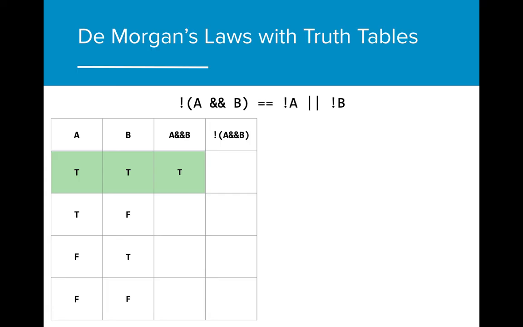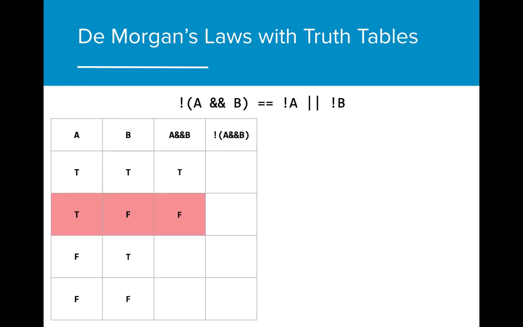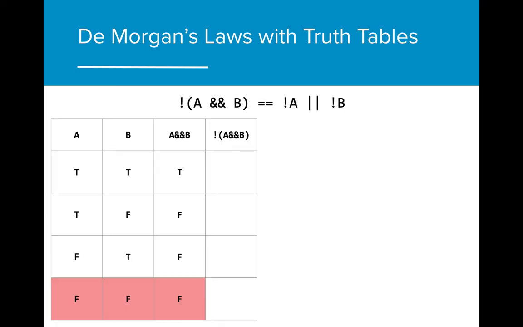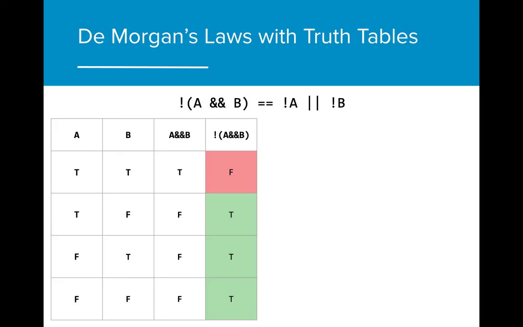True and true results in true. True and false is false. False and true is false. False and false is false. To negate this column to fill the column on the right, we just need the opposite of each item. So true, false, false, false becomes false, true, true, true.